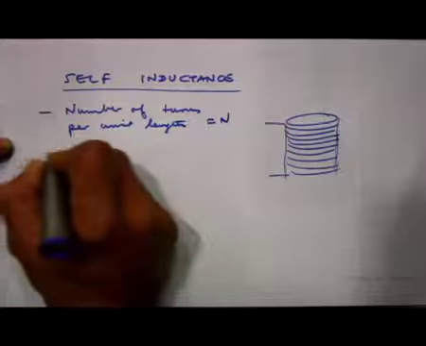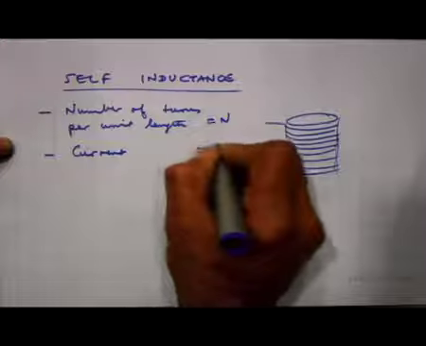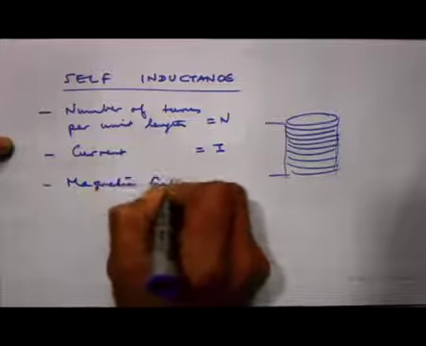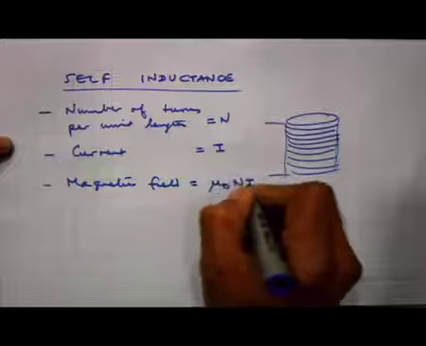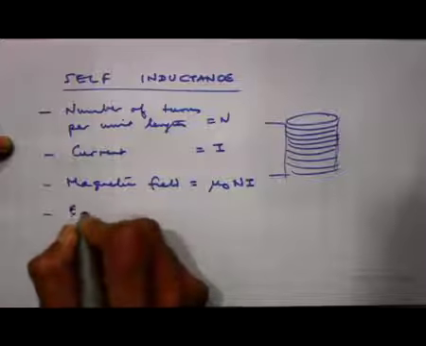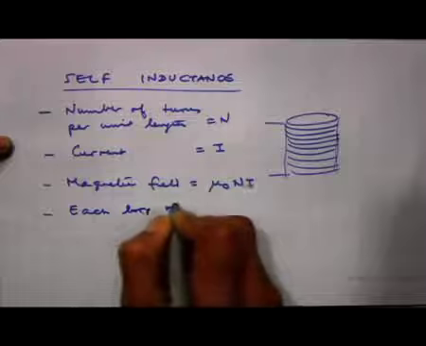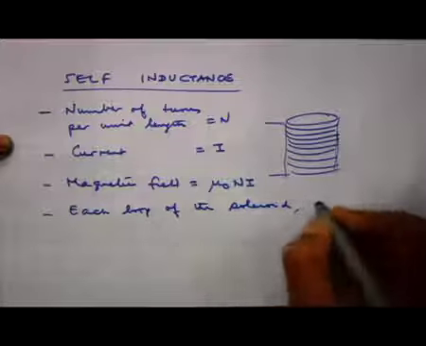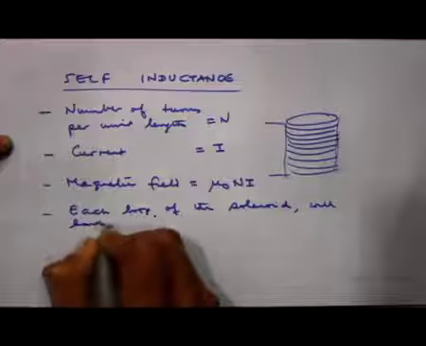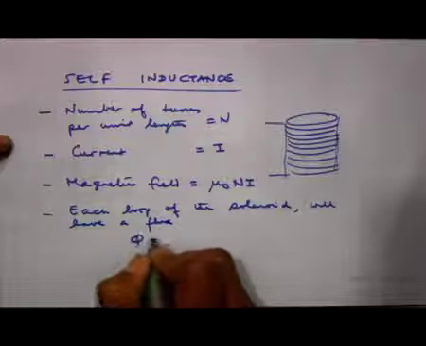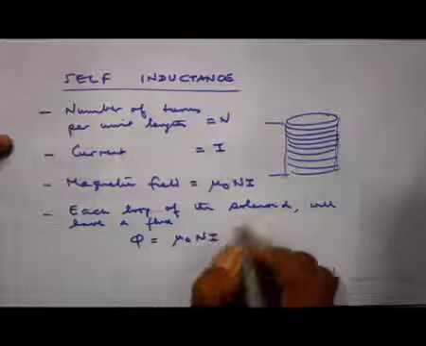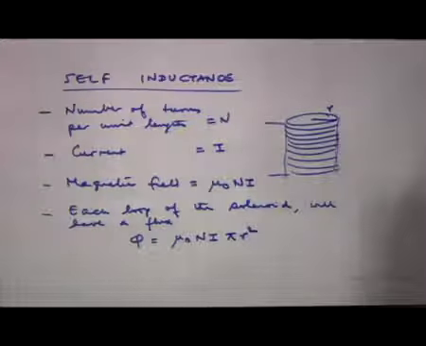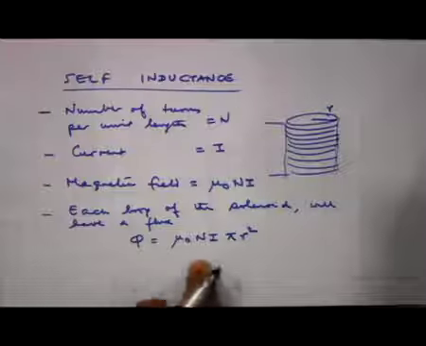is equal to n and current is equal to I, then the magnetic field is equal to mu naught n I. So, each loop of the solenoid will have a flux mu naught n I into, if I assume the radius of the solenoid to be r, pi r square. So, each loop of the solenoid will have this much flux passing through it.